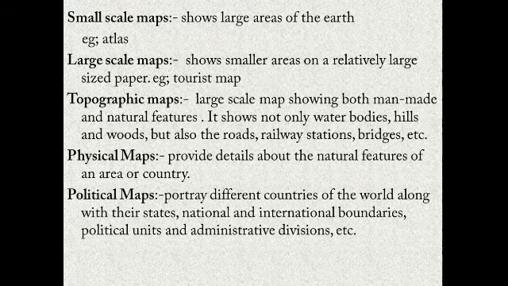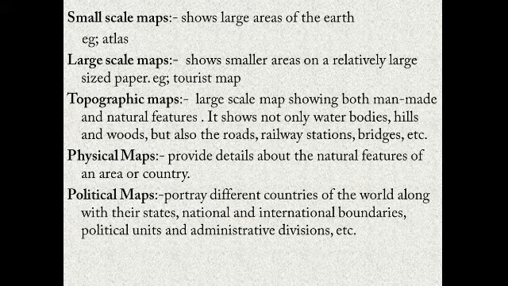It is a large scale map showing both man-made and natural features. It shows not only water bodies, hills and woods, but also the roads, railway stations, bridges. In topographical sheet, in your textbook, there is one multi-colored map. That is a topographical map. There you can see many features, man-made also, natural features also. When you observe the map, you will get the idea about it.